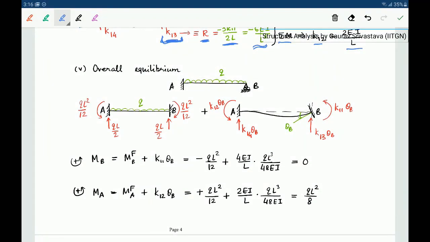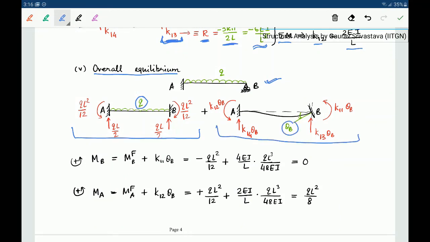Okay, so now we can talk about the overall equilibrium of the original structure. This is the original structure, right? Then we have the primary structure, where both ends are fixed, the externally applied loads are given, and this is giving rise to the fixed end moments and forces. And the second one is where we have taken the primary structure and applied a theta B, which would be the theta B of the original structure, and now we have also calculated this theta B, right?